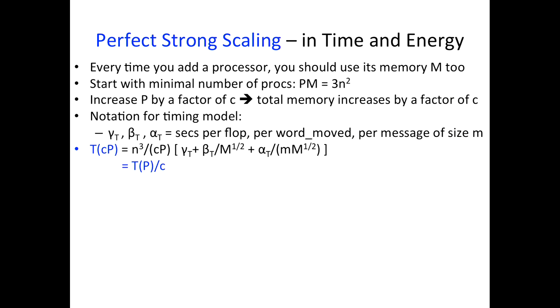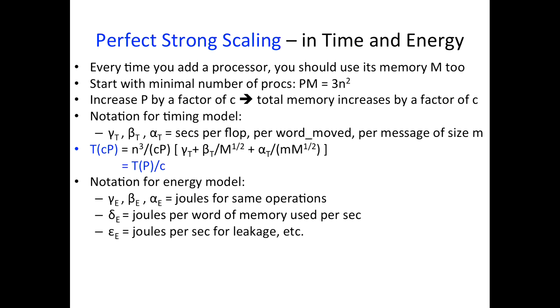And it scales perfectly. The time to solve the problem on C times P processors is exactly C times faster than on P. The flop time went down by a factor of C. The bandwidth time went down by a factor of C. And the latency went down by a factor of C. So that's perfect strong scaling. So all the costs go down. So that's the best we can hope for in time.